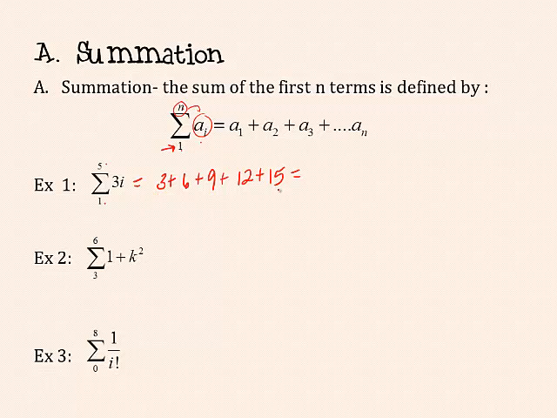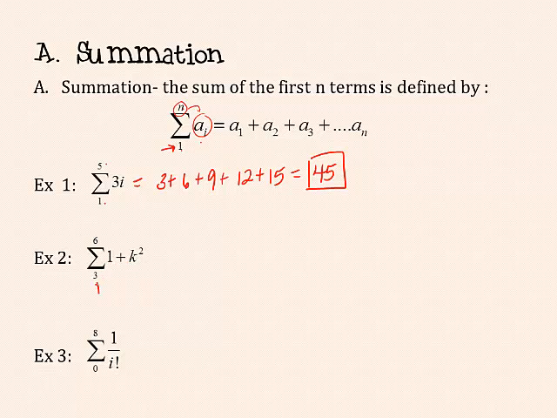Now I take the sum of my results here. So that's 3 plus 6 is 9, plus 9 is 18, plus 12 is 30, plus 15 is 45. So I get 45 for my answer. All right, simple enough.